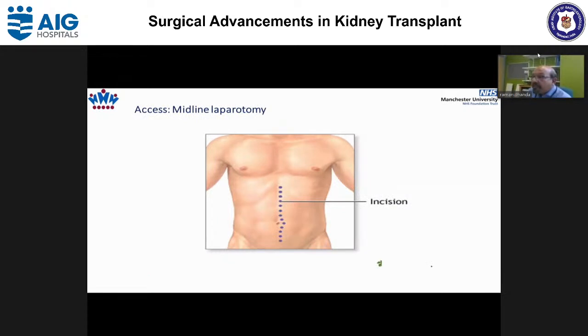So as far as the operation is concerned, we go through a midline laparotomy. In the past, people were going through bilateral groin, Rutherford Morrison's incisions as we go for kidney transplants, but they are obsolete now, and we no longer use them because of the complications associated, particularly with the pancreas transplantation in the retroperitoneal area.